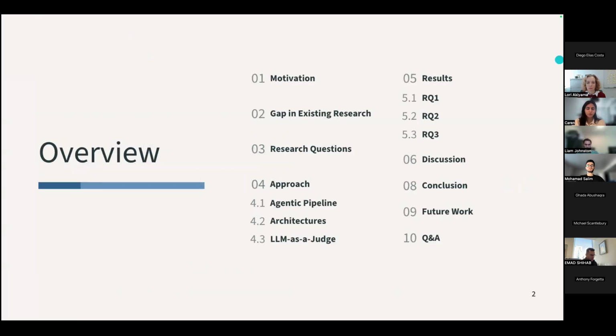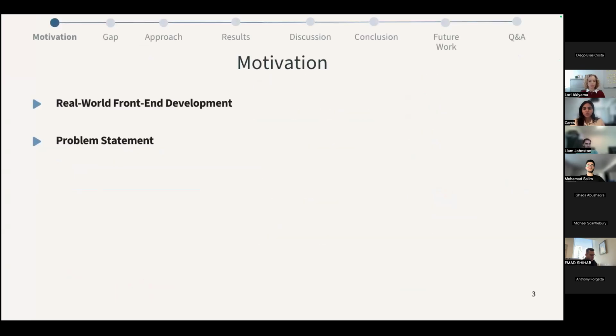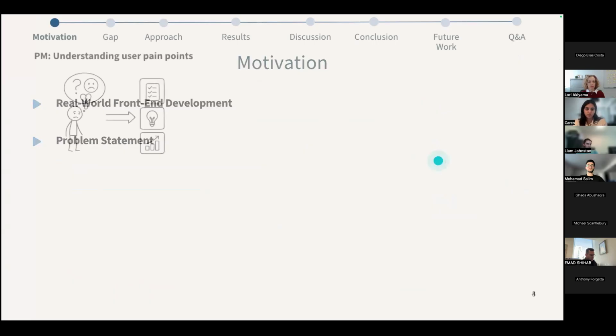I will start with talking about the motivation and the research gap, then discuss the research questions, then I'll present the multi-agent framework and the setup we did, and then I'll work through the results, and finally, we will conclude. The motivation for this thesis comes directly from my work experience in software development. In the real world, building a front-end application is a multi-step process, including multiple stakeholders.